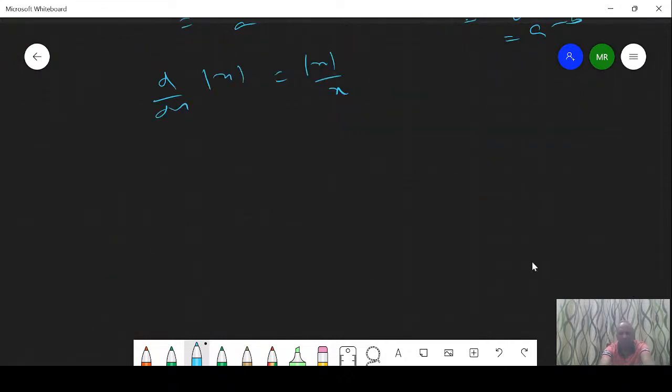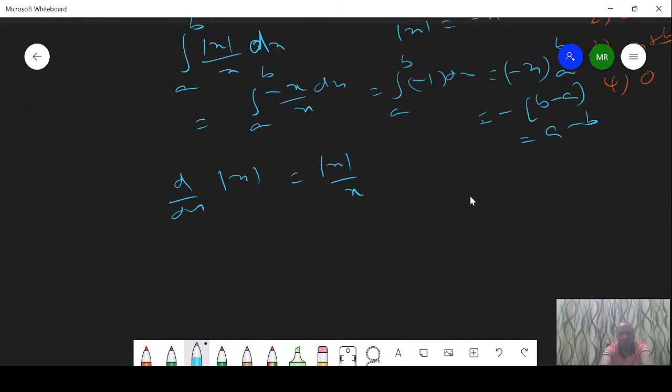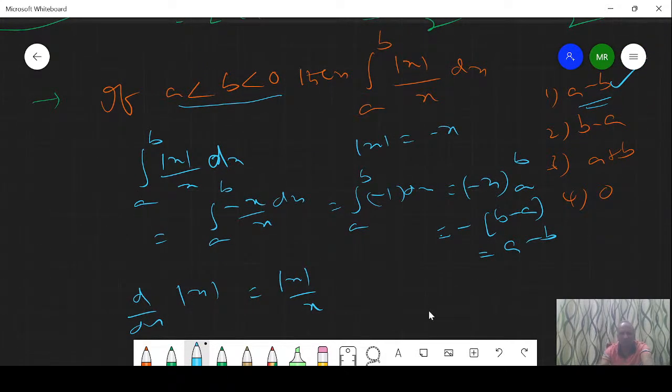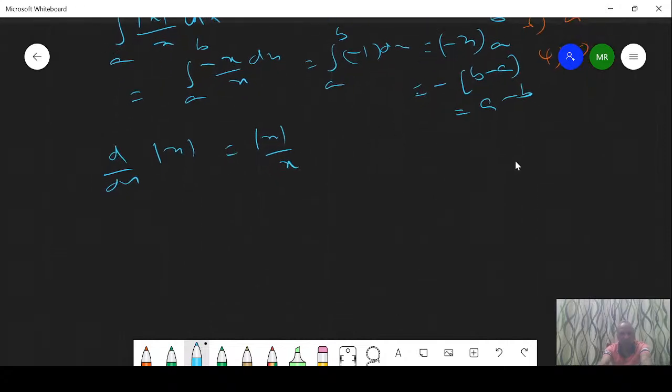So mod x by x. Correct. I think you understood that this concept is important. Try to learn this. Next, another one. I can write, suppose they are given one positive, one negative. See the next case.